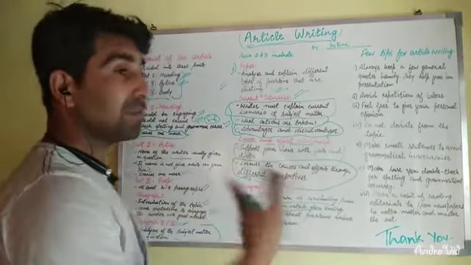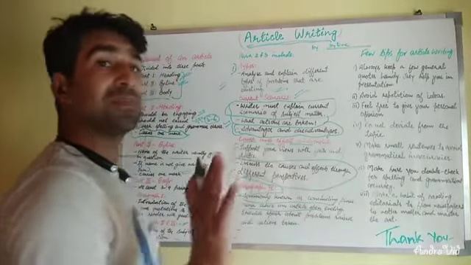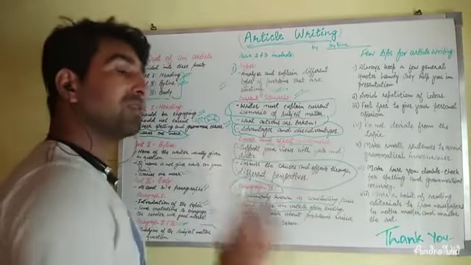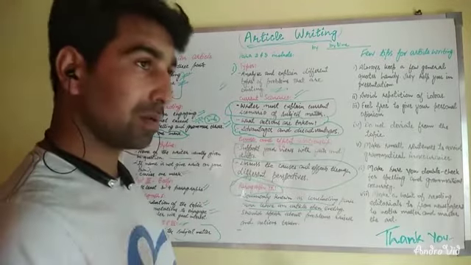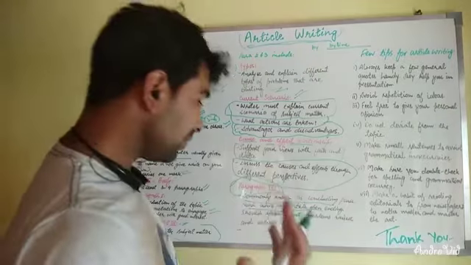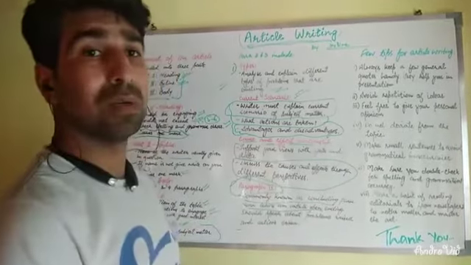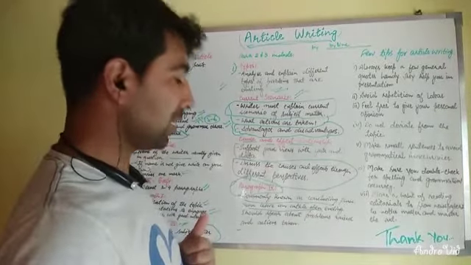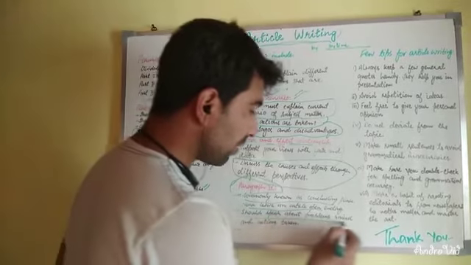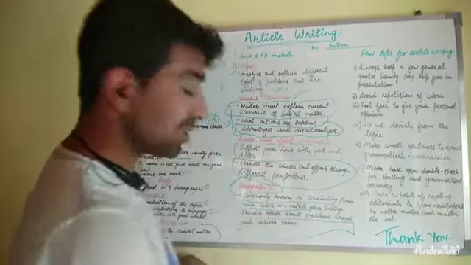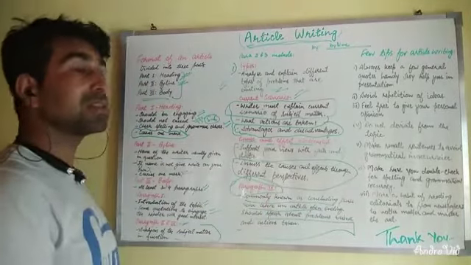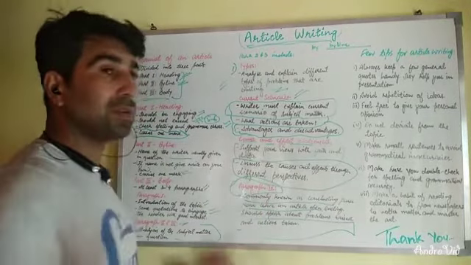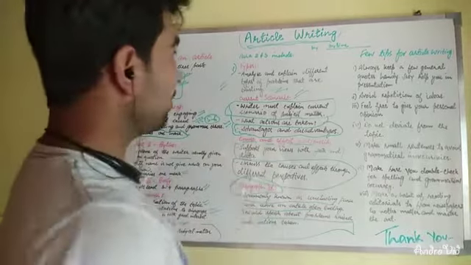Open ending means you are just finishing it without concluding or without giving your last views, your opinion regarding this article. So you should speak about problems raised and actions taken. You should speak about these things in your concluding paragraph as well. Then I need to give you a few tips. This was all about article writing.